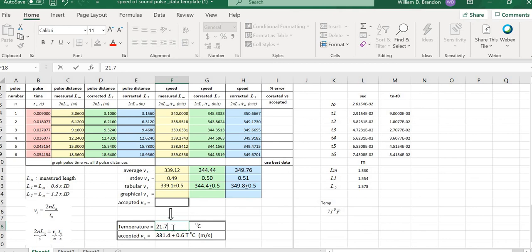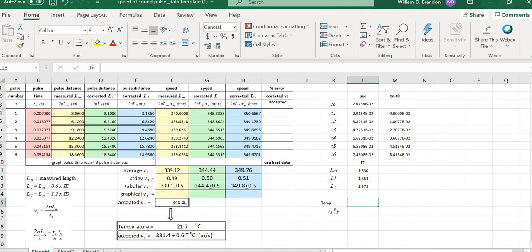21.7 Celsius. Okay, now if we do that, here's the equation that I just showed you from that website. So if I go in here and say equals 331.4 plus 0.6. It's odd that 0.6 is the same as that correction, but that's got nothing to do with each other. That's just weird. All right, times temperature degrees Celsius. What's the temperature degrees Celsius? 21.7. It won't be exactly the same as the other. There you go. And what do we get?